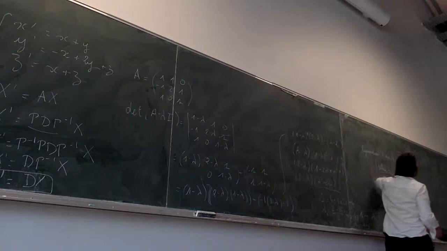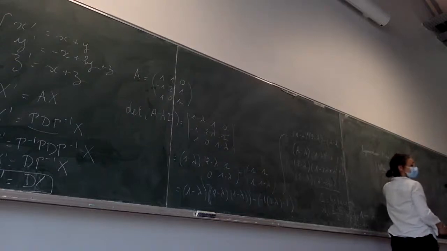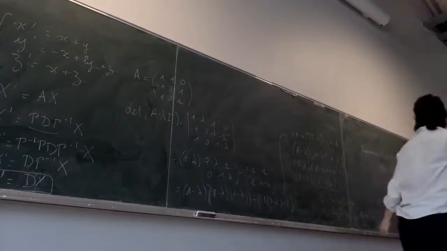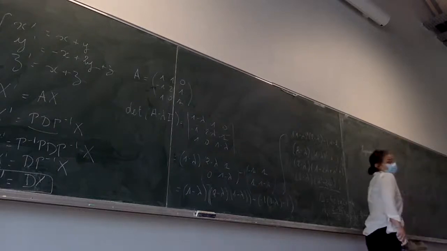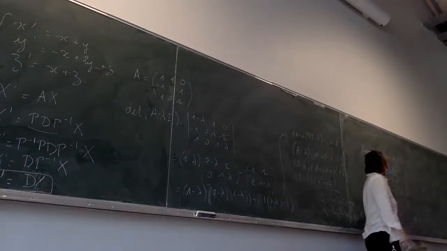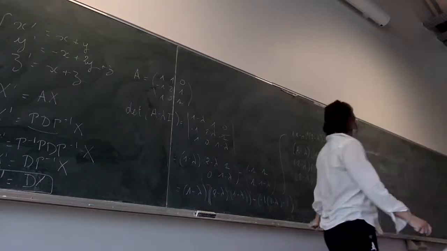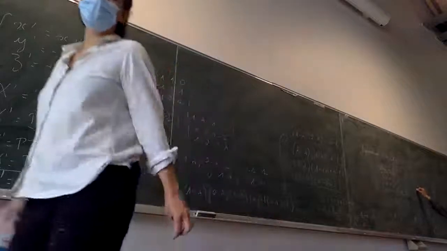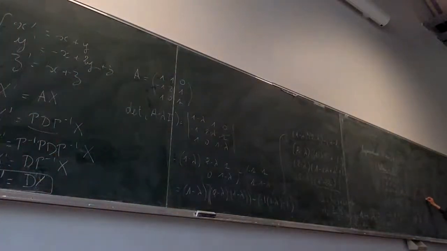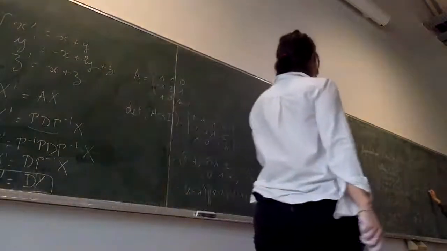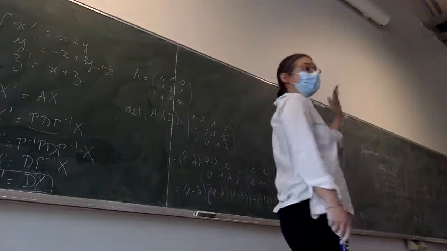And here what do I get? x is equal to y, and x is equal to z. So we directly find the eigenvector. But if you don't see that, don't worry. If you do the Gaussian elimination, you will find it. So what's our eigenvector that we can choose? 1, 1, 1.